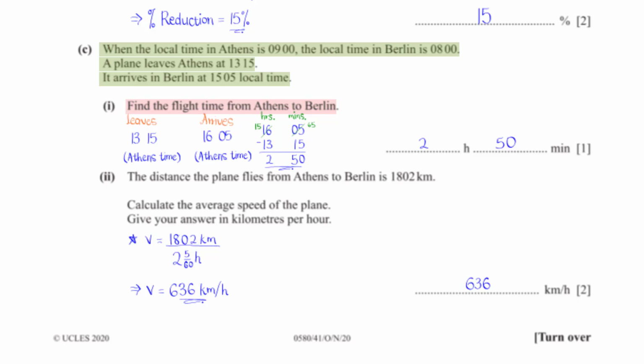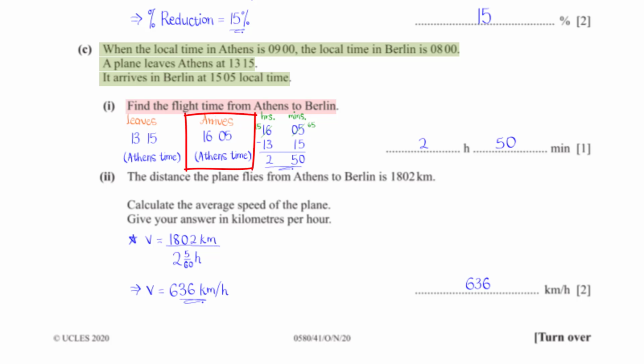So we know that the plane leaves Athens at 13:15 and it arrives in Berlin at 15:05. To be able to find an accurate flight time duration, we need to convert 15:05, which is the local time in Berlin, to the local time in Athens.